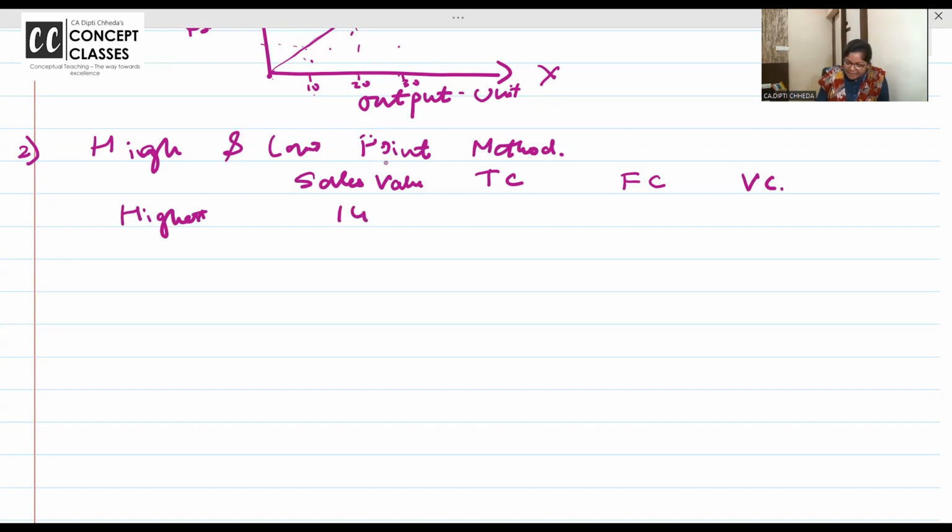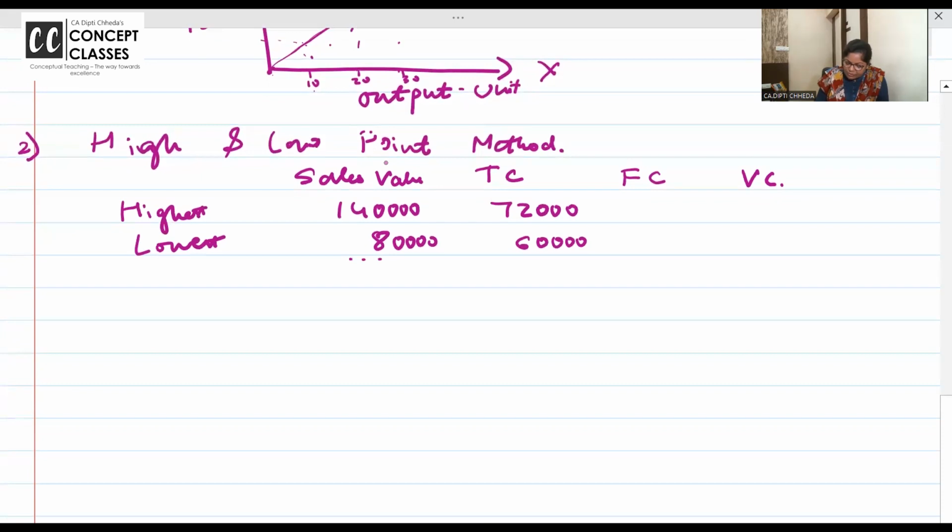At the highest level, what is your sales? 140. Is my speed fine? You all are able to write with me. At the lowest level, what is the value? Use the same calculator which you are going to use for the final exam, dear students, repeatedly.